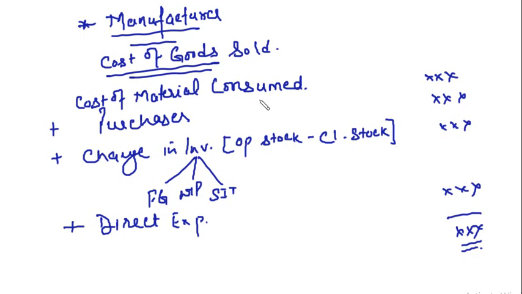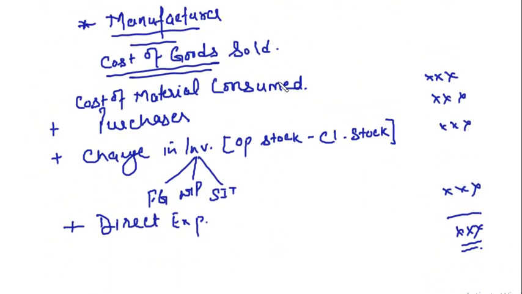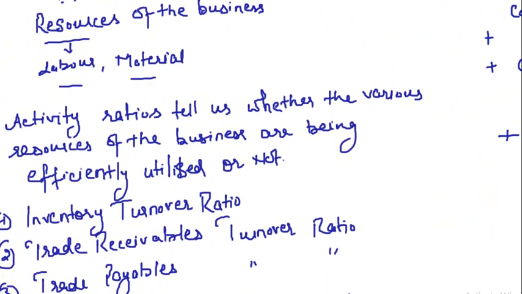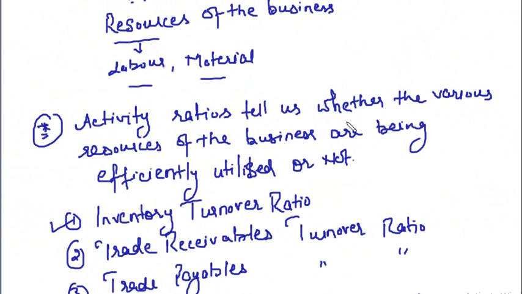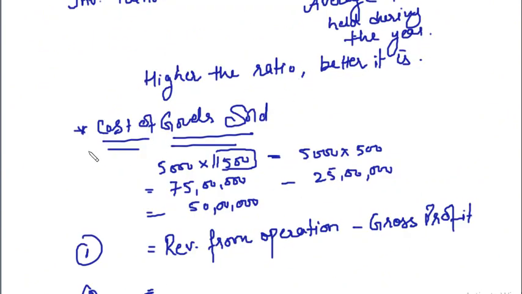Plus any direct expenses if any. More or less you can understand this from the trading account only. Opening stock plus purchases plus expenses plus material consumed minus closing stock. What you will get is the cost of goods sold in case you are a manufacturer. So in this way we have covered one part of inventory turnover ratio, that is cost of goods sold.